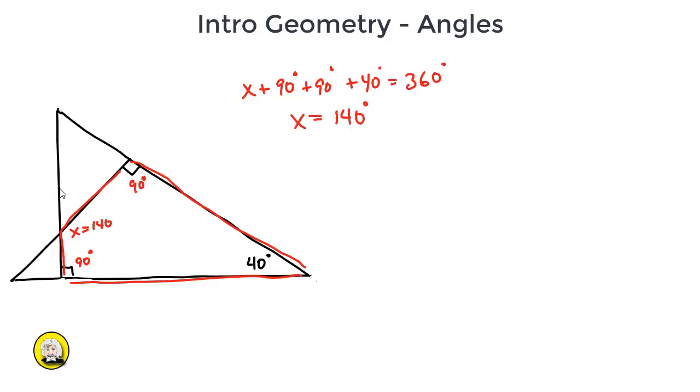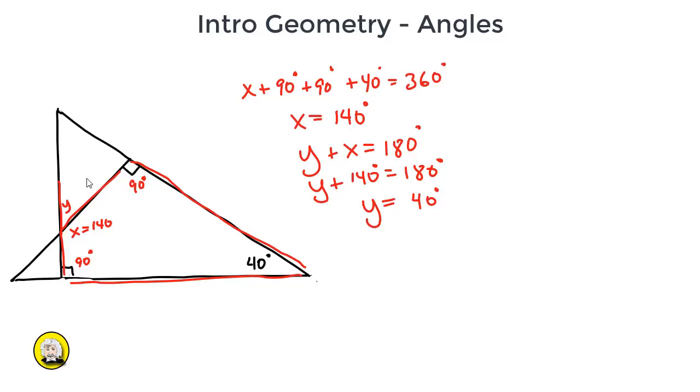Well, I know x and this angle here, we'll call it y, are angles along a line. So y plus x must equal 180 degrees. And if I know x is 140, y must equal 180 minus 140, or 40 degrees. So y equals 40. And I know if this is a straight line, that's 180 degrees, and these are angles along a line, which means this must also be a right angle.